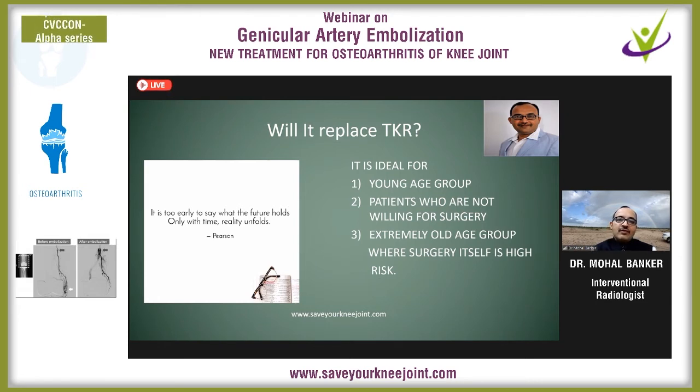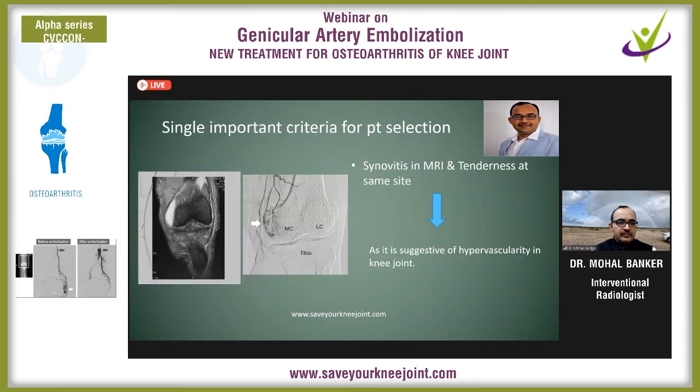And I always tell them, these procedures are helpful for mild to moderate osteoarthritis. So TKR is not going to become obsolete. But it's too early to say. Let's see how the future unfolds. But genicular artery embolization is very useful for many patients.